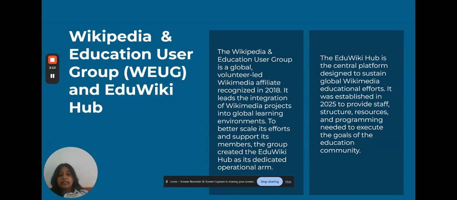It was established in the year 2025. The hub is more of an operational arm for the Wikimedia and Education User Group. It provides the staff, the structure, the resources, and the programming needs that help the community goals actually come to life. So if you think of it in a simpler way, the Wikipedia and Education User Group is more of a community-driven user group, and the EduWiki Hub is the operational arm of communities like these.